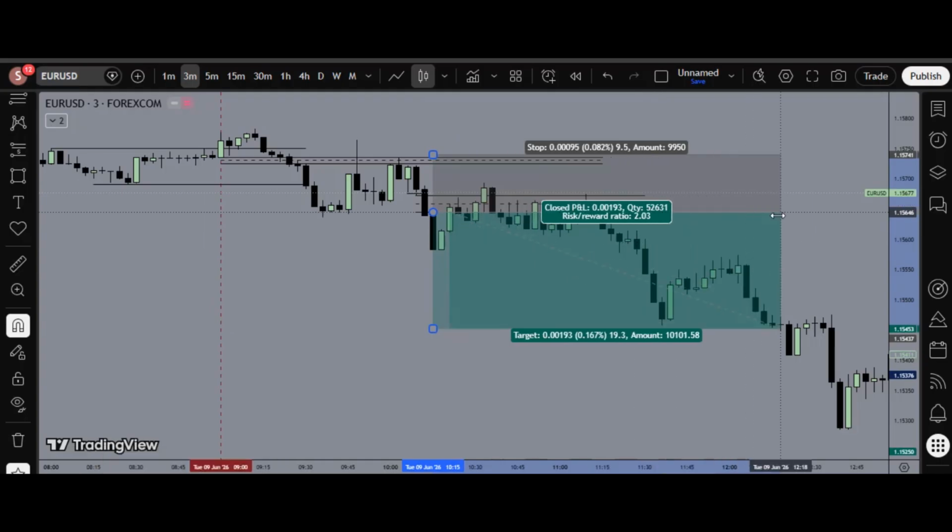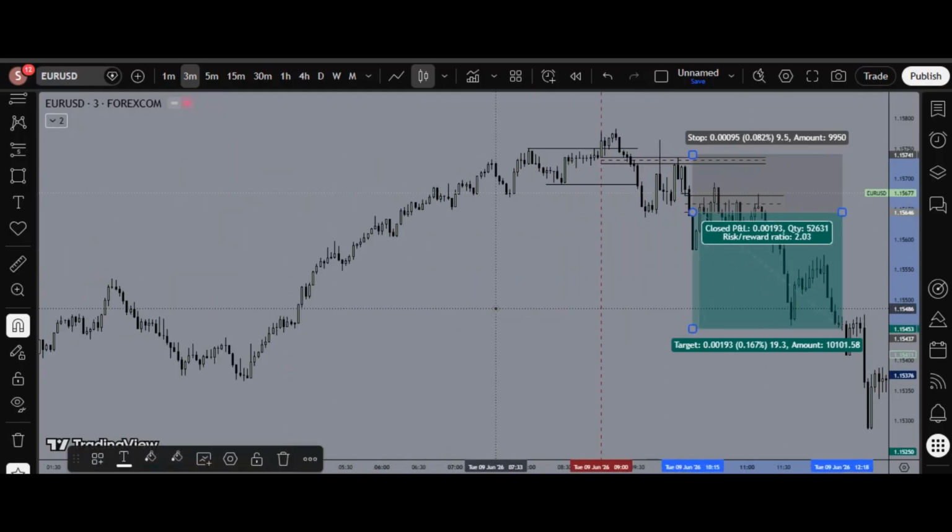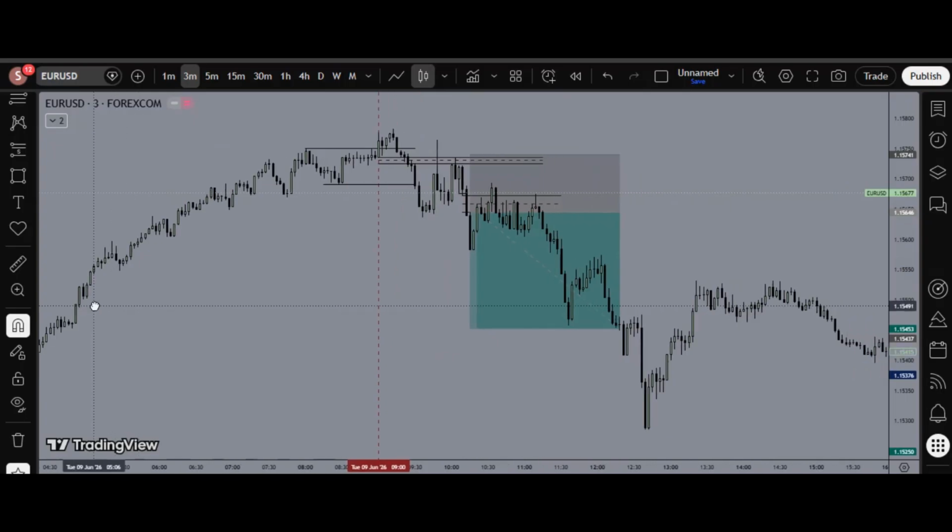Target 1 to 2. That is it. That is how you trade this strategy. That is it. Very easy and simple. No daily bias required. You don't need any daily.